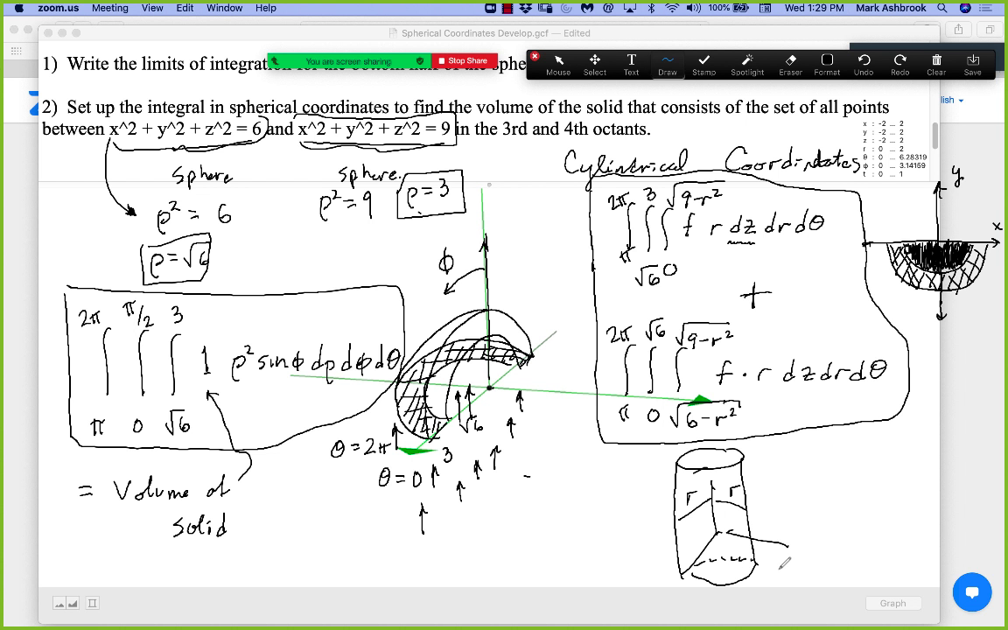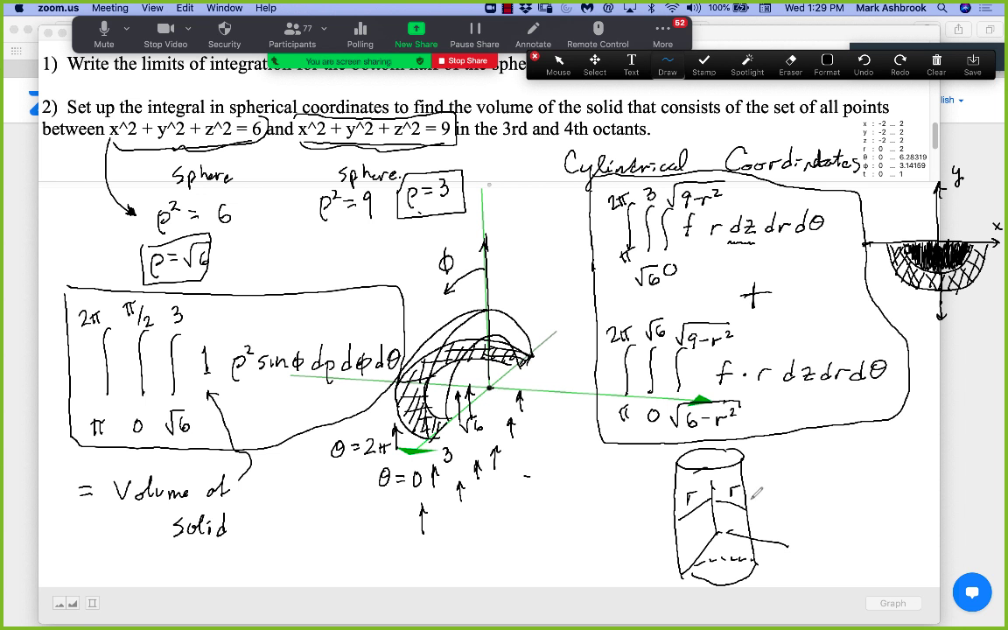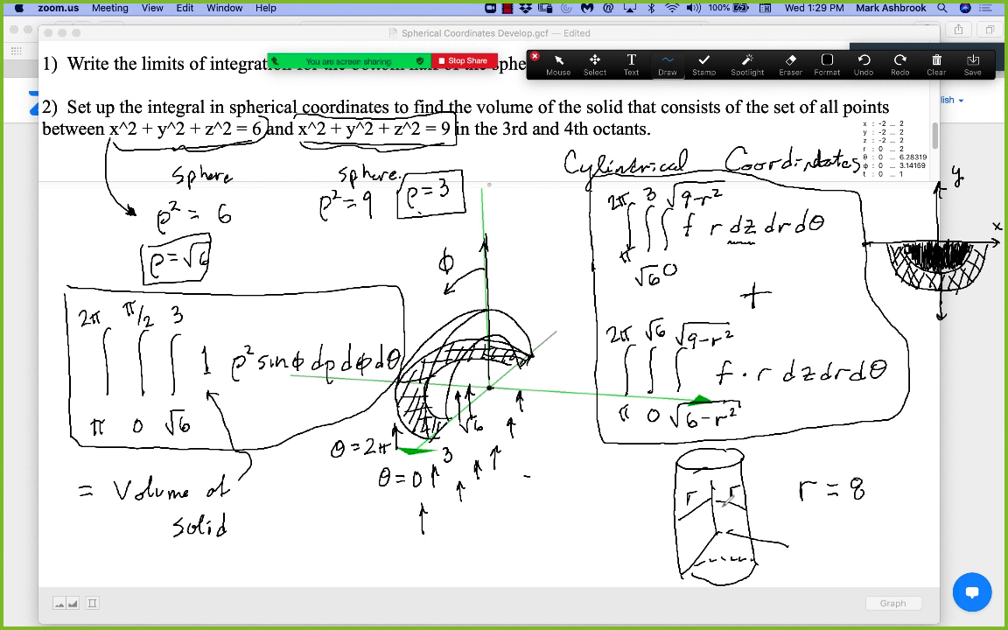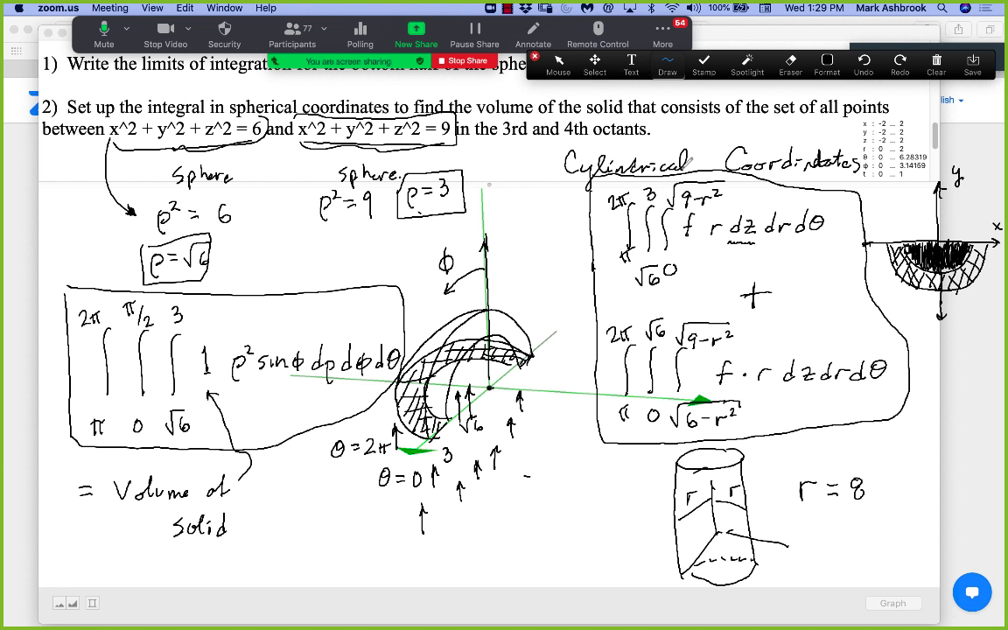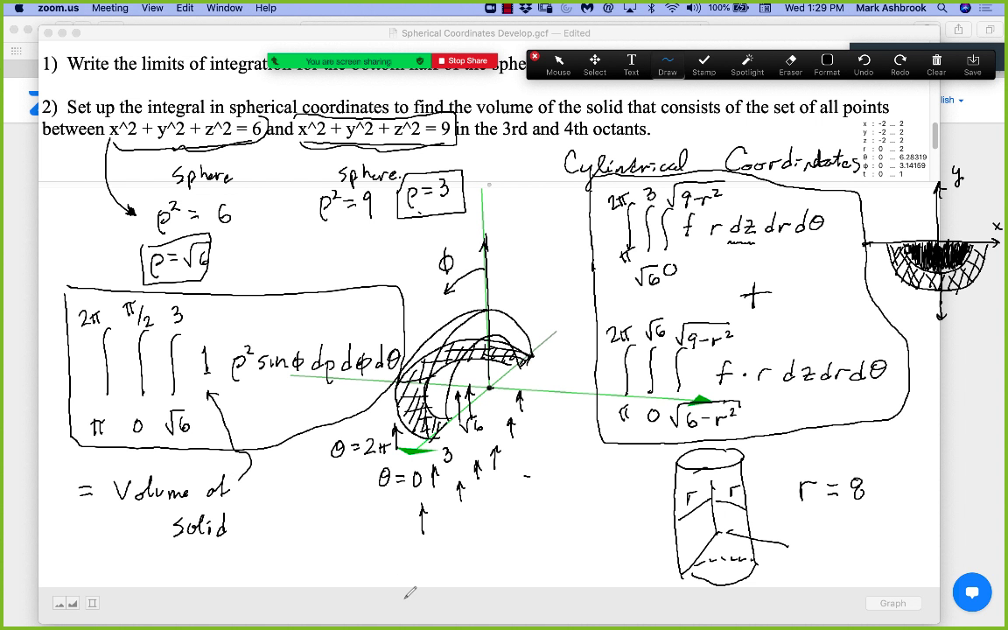You get a cylinder centered on the z-axis, right? A constant, say r equals 8. That's a cylinder centered on the z-axis. So solids that are based on something like this will lend themselves more nicely to cylindrical coordinates, cylinders. Solids that are based on spheres centered at the origin will lend themselves most nicely to spherical coordinates.